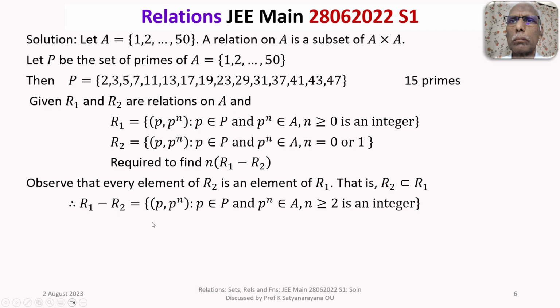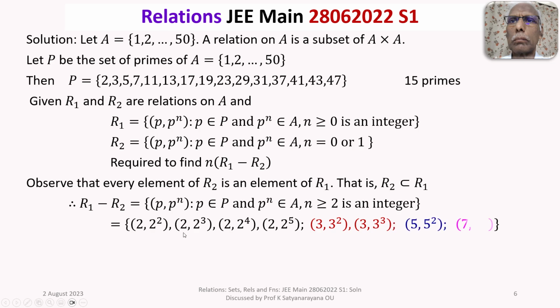make an enumeration. So you start with 2. P is 2. 2 comma, n will start from 2 onwards. So (2, 2^2), (2, 2^3), (2, 2^4), (2, 2^5). 2^5 is 32, that will also be included here, because P^n must belong to A. If you take 2^6, that is 64, which is beyond 50. That will not be there. 2^6 will not be included here because it is greater than 50. Therefore, it will stop there.